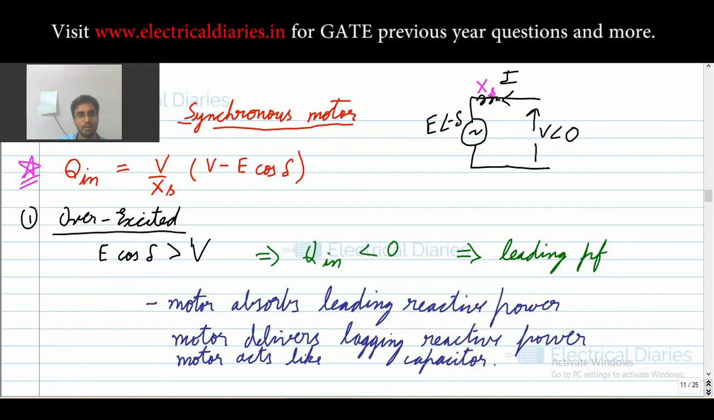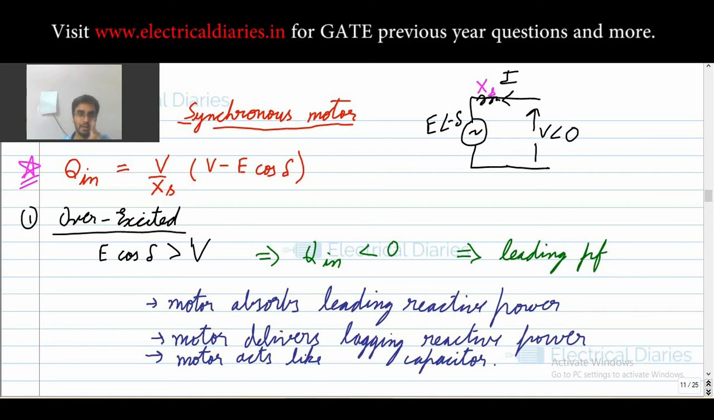Okay, so these are the three things that we have: motor absorbs leading reactive power, motor delivers lagging reactive power, motor acts like a capacitor. Okay, so this is the conclusion. What you learn from this whole video is that you have to keep a very clear concept in your mind, that absorbing and delivering is decided by the current, and by default motor is a load, so it will absorb the current from the source and then it produces your mechanical output. Okay, so that is how we decide about absorbing and delivering.